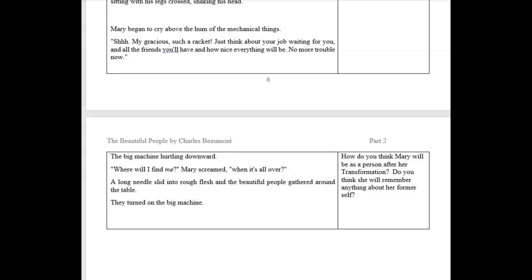So, at the end of this story, stop and think about how you think Mary will be as a person after her transformation. Do you think she's going to remember anything about her former self? Do you think she's going to remember anything about her father or the books that she read? Or is she just going to become some mindless drone like everybody else in society? That's kind of an interesting idea to think about.